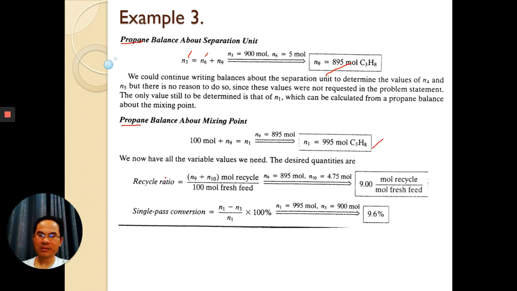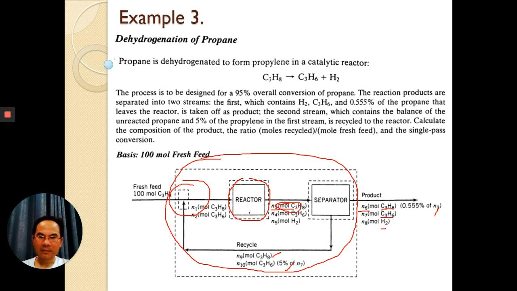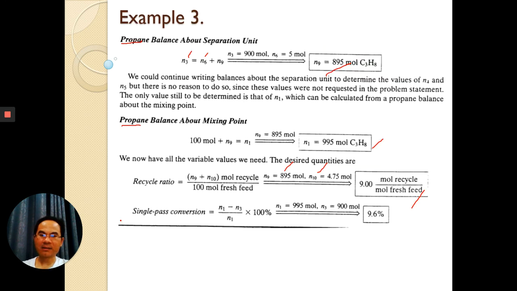And then the recycle ratio. The question asks for the recycle ratio, where the recycle amount is N9 plus N10. You know N9, you know N10. Then you divide this by 100 mole fresh feed, and you can calculate the mole ratio of recycle to fresh feed. And single pass conversion: the single pass conversion is based on propane converted. Propane feed to the reactor is N1, propane output of the reactor is N6. That means N1 minus N6 divided by N1 multiplied by 100. You know N1 and N6 already, so you can solve for that.